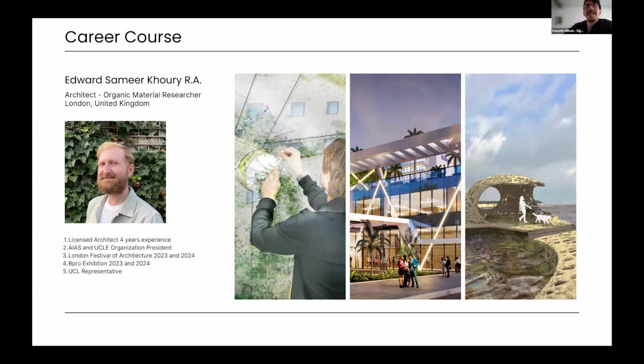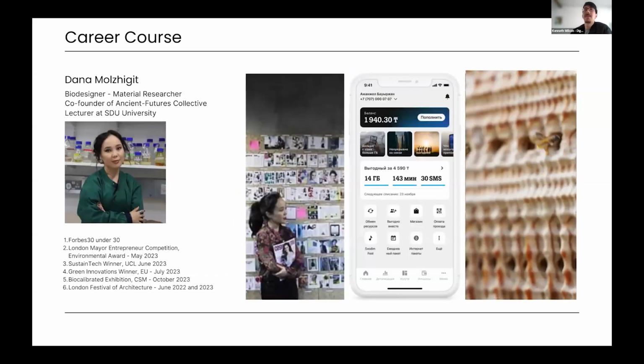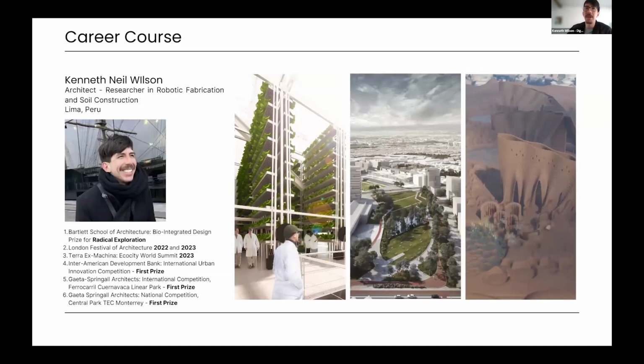Amazing, thanks, Ed. Well, my name's Kenneth Wilson. I'm a Peruvian architect. I got my license here in Peru in 2016. At that point, there wasn't really any kind of idea around biodesign in the faculty that I was studying at, but I still had a lot of interest in nature-driven design. So my thesis project was a vertical farm.